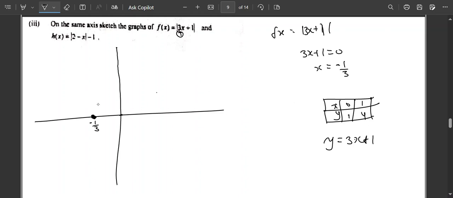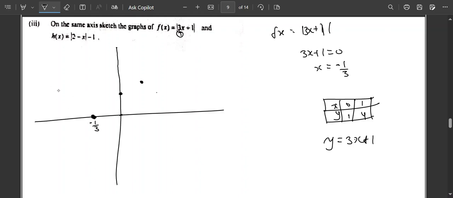So I'll have 0, 1 there. Then again I have 1, 4 somewhere there. Okay. So then what about this side?